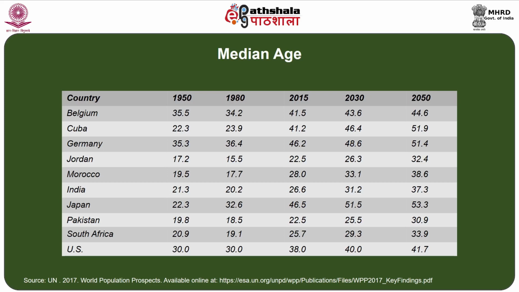The median age for India is close to that of Cuba, to the extent of 21 and 22 years in 1950, while it has increased considerably for Cuba to 41.2 years. In the case of India, it was only 26.6 years in 2015, and the projections for both these countries by 2030 indicate that the median age is going to be as high as 46.4 years for Cuba, while for India it is going to be only 31.2 years.